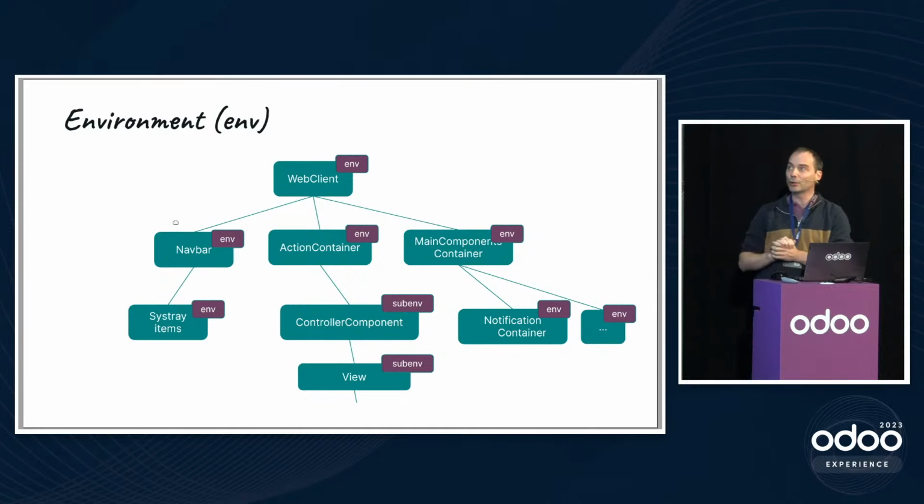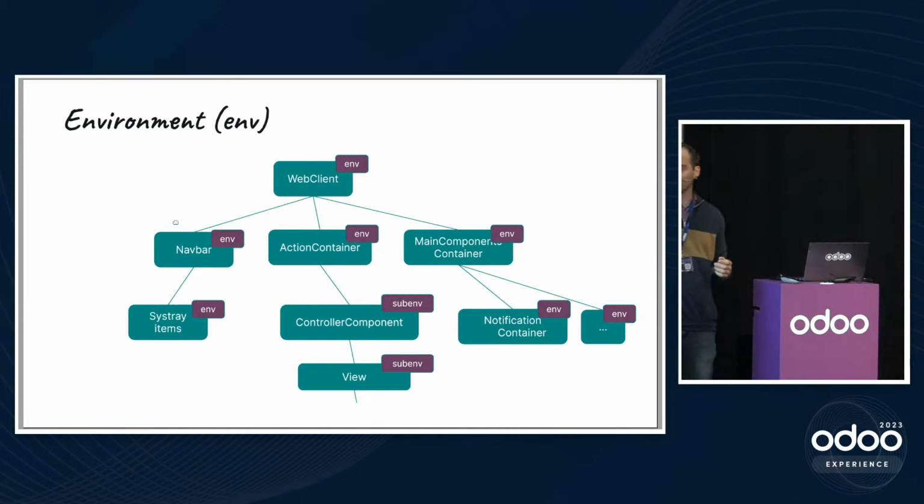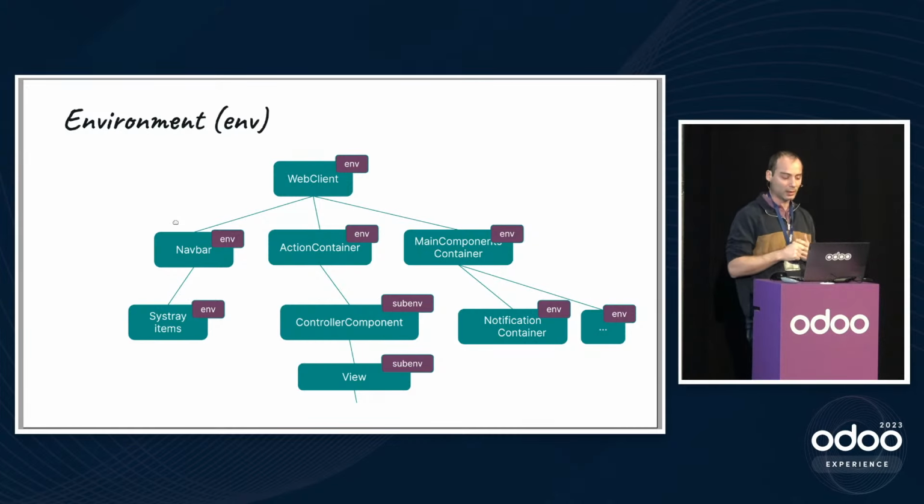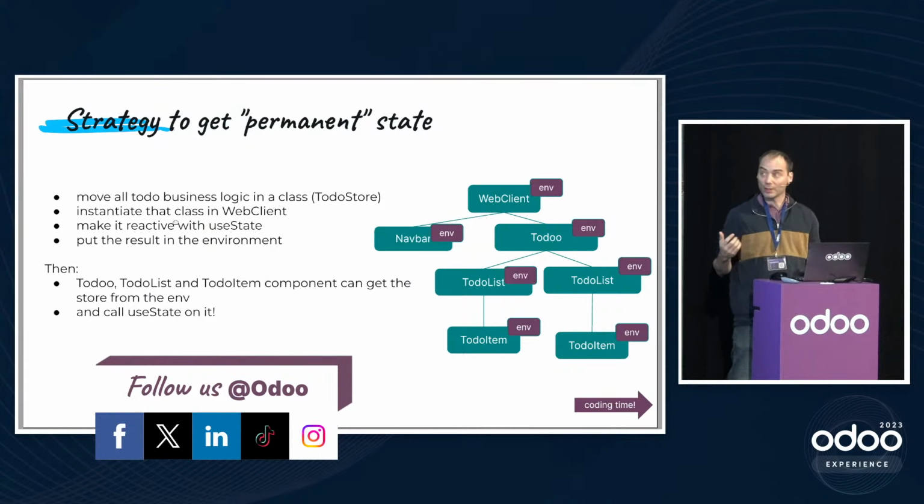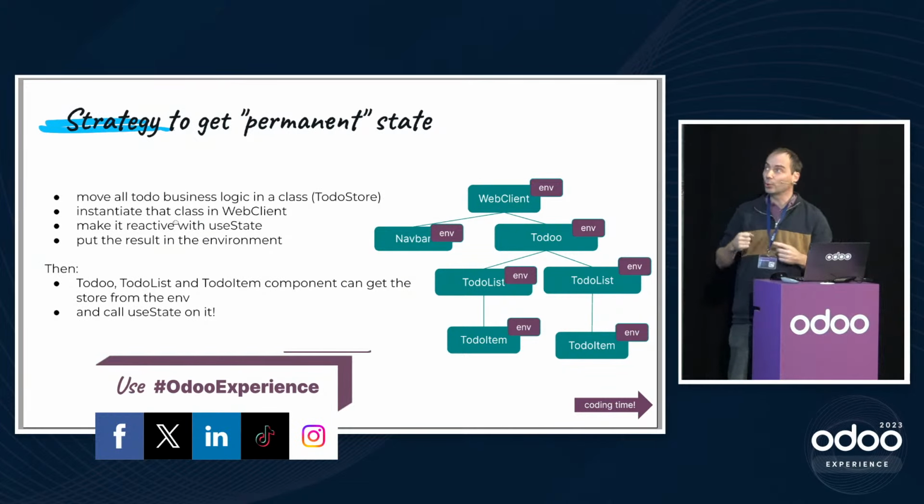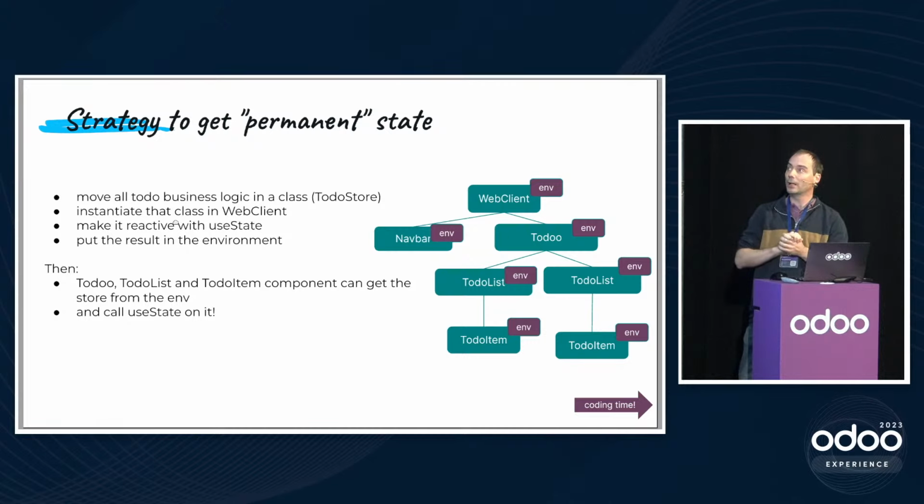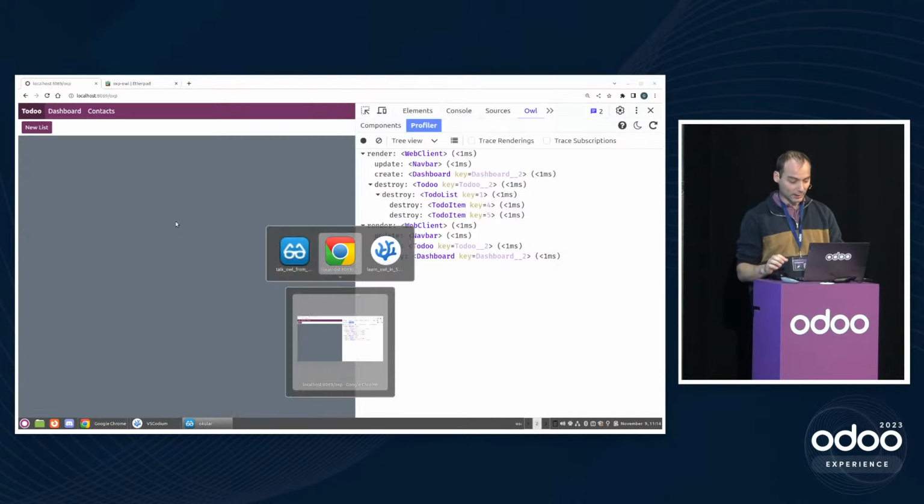So there is an idea of an environment object that is a shared object between every component. Our web client has an environment as an env object, and all its child components have it, and so on and so on. And at some point, you can add information to that. So you see, the controller component has a sub-environment. It means that it added some information to that environment, and all its child components can use it as well. So our strategy to solve our to-do problem is that we want to move the state to the environment of the web client, and so the to-do application, to-do list, and to-do items can take it from that. So let's do that.